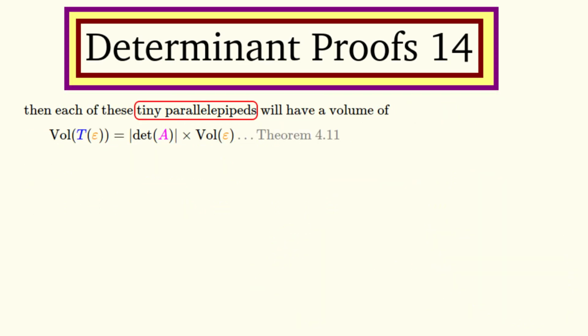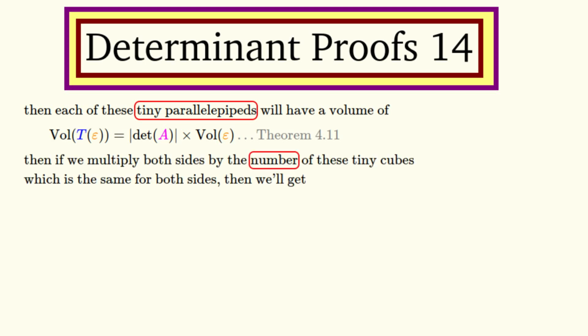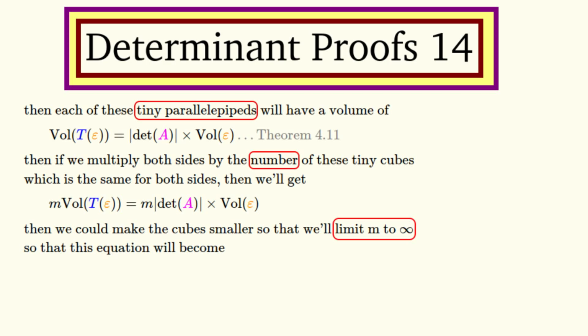So now to start a new page. This is how each of the tiny parallelepipeds will be related to the n-dimensional cubes, because we've proven it in a past theorem. We'll multiply each side of this equation by the number of these tiny cubes and parallelepipeds, which will be the same, and this number will be m. We could then take the limit of m to infinity so as to get the exact volume of each region. And this will be as simple as placing the limit sign in front of the equation like this.